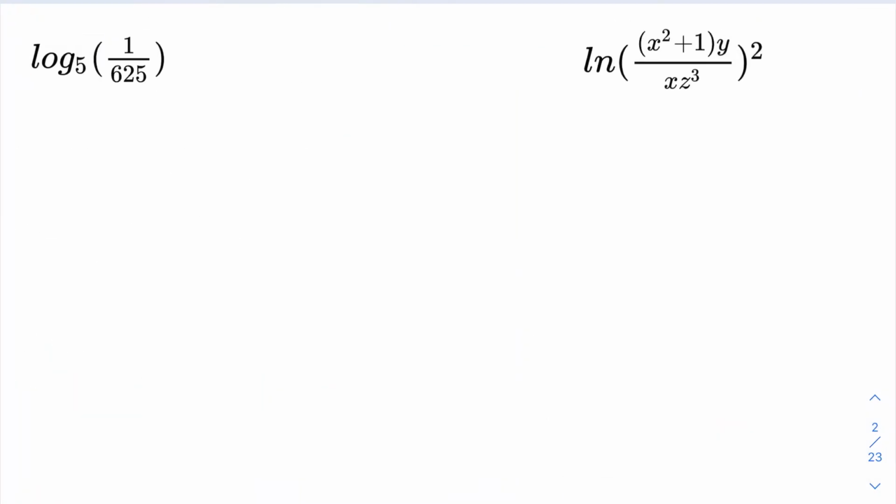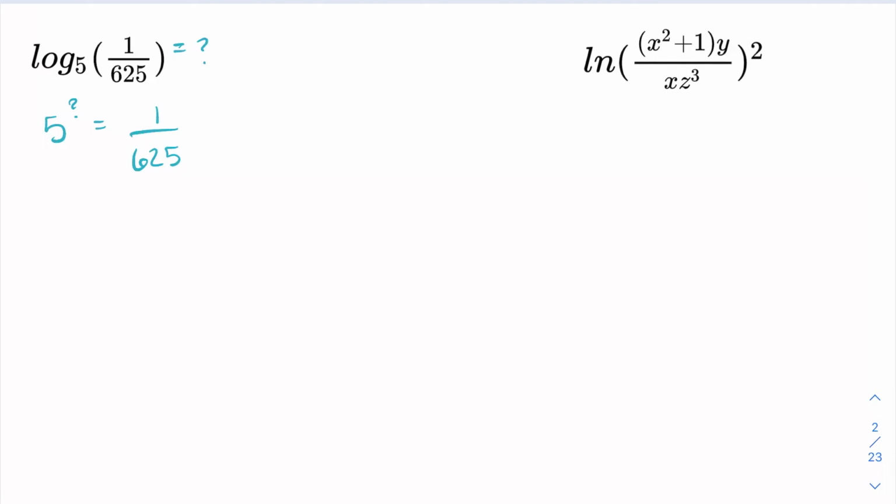Okay, so ideally you paused the video and now you're coming back to see if your answers are correct. So for this first one, what I'm going to do is set it equal to question mark. I'm just going to say, okay, this equals question mark, and then I'll change it to exponential form. Because what I'm asking myself is 5 to the what is 1 over 625. That's what I'm looking for here. And what I want to do with that is recognize that it is a fraction. It looks like it's been flipped, right?